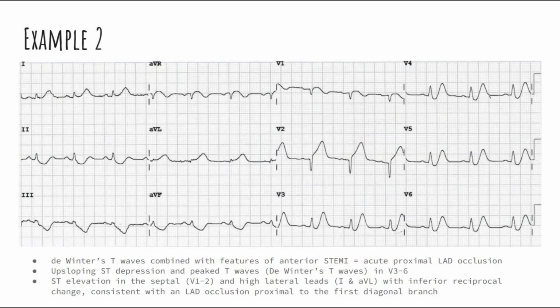Example 2. Here, De Winter's T-waves are paired with features of anterior STEMI, indicating an acute proximal LAD occlusion. Upsloping ST depression and peaked T-waves dominate V3 to V6. Additionally, there's ST elevation in the septal leads, V1 and V2, high lateral leads, I and aVL, and reciprocal changes in the inferior leads, consistent with LAD occlusion near the first diagonal branch.